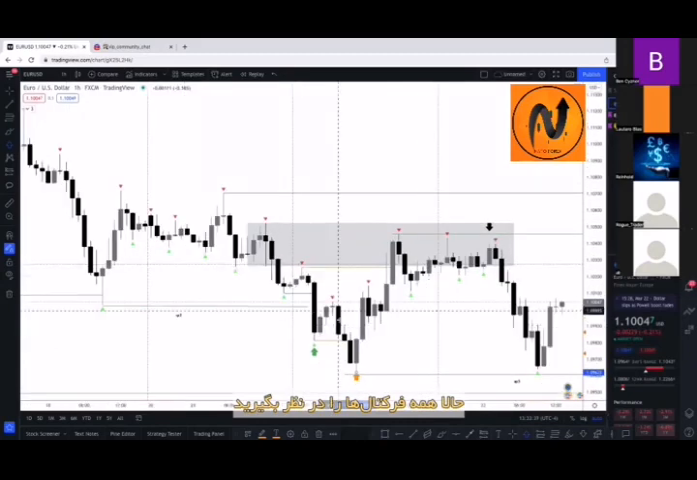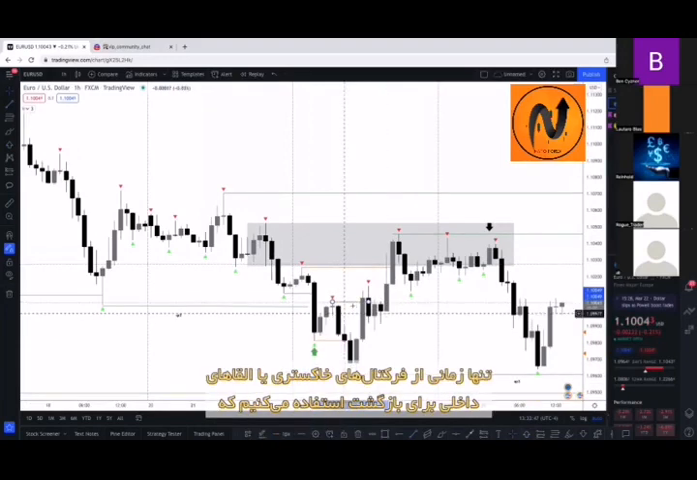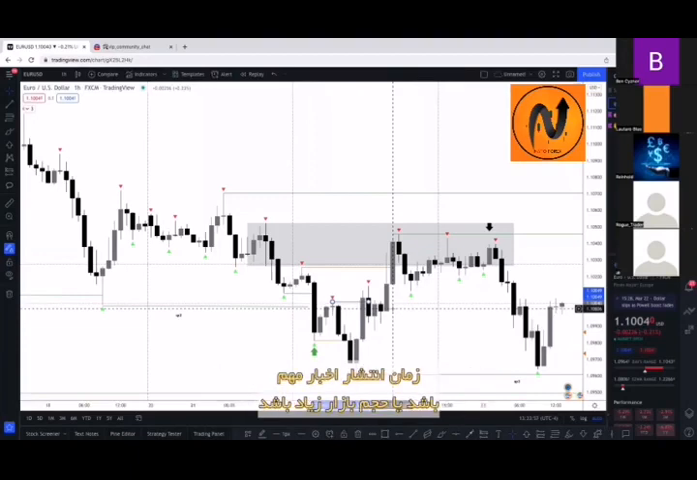Now, just play every single fractal here. This is internal structure, which I make gray. The only time we use gray fractals or gray inducements or internal intraday liquidity as a reversal is only during times of major news or super high volume in the market. It's the only time we're going to see a reversal from those areas.